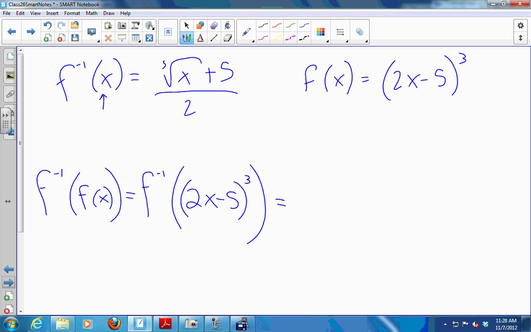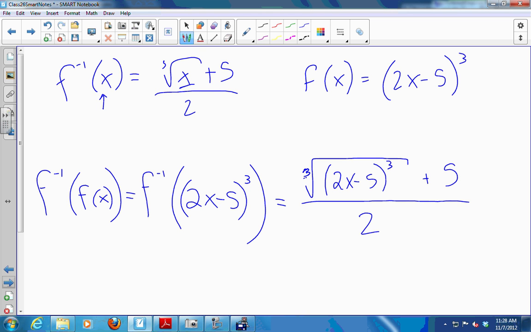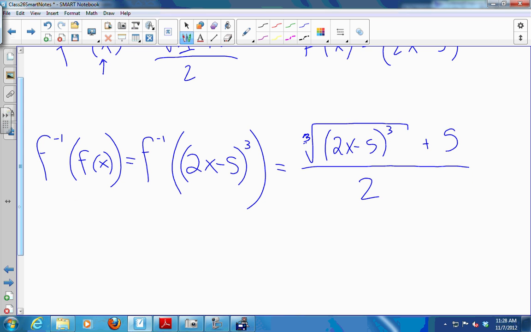So in this case, I replaced the x with (2x minus 5) cubed. So I have to replace this x with (2x minus 5) cubed. So instead of the cube root of a plain old x, I have the cube root of (2x minus 5) cubed. Then I still have the plus 5 and the over 2. Then we just have to simplify this thing and cross our fingers that x comes out, right?